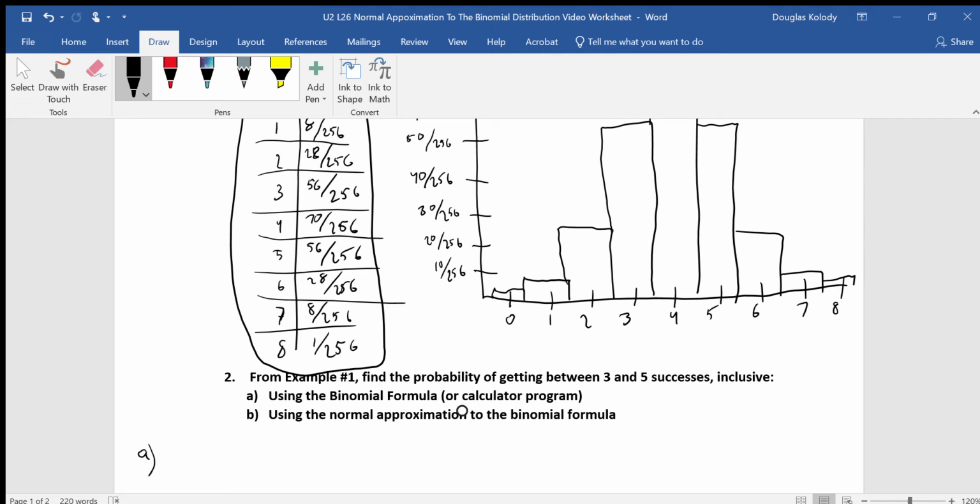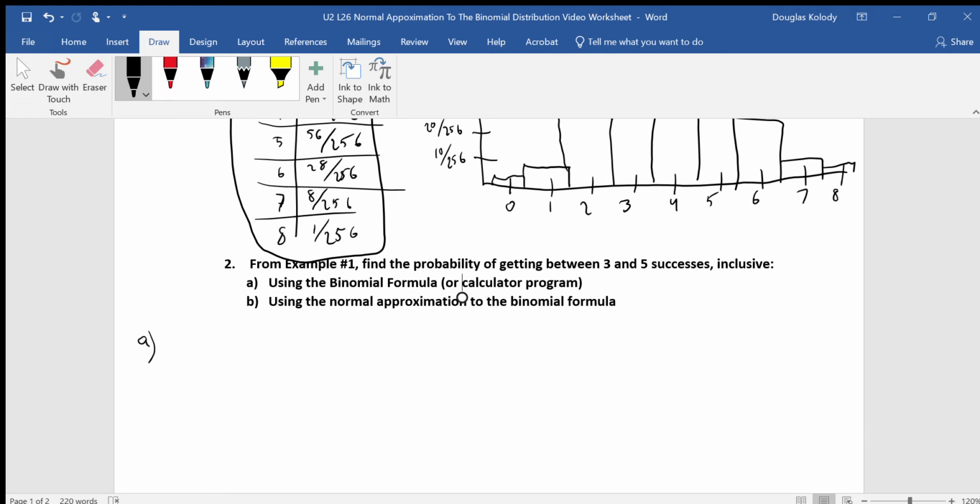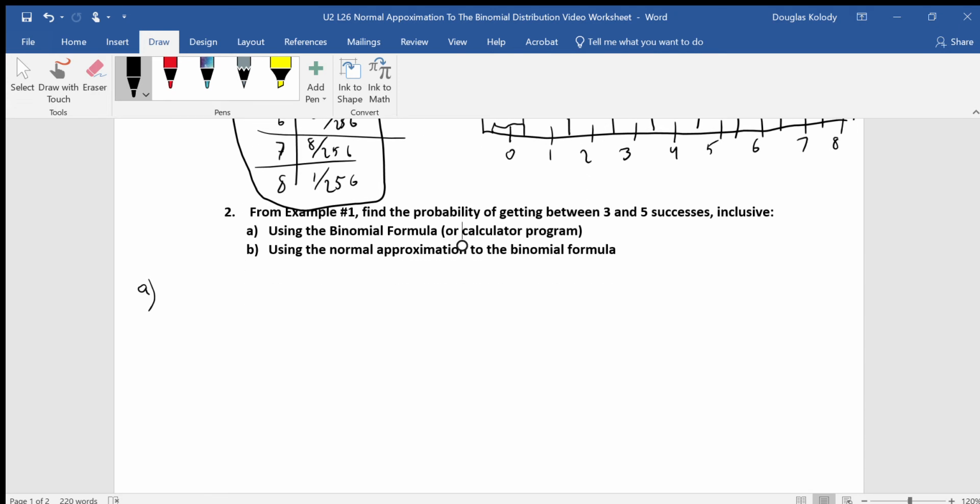All right, so let's get to example 2, because I'm realizing that I might only have 10 minutes to make a video. I think beyond that, YouTube says it's too big. So let's get cracking. From example 1, find the probability of getting between 3 and 5 successes inclusive. All right, so it says use the binomial formula or the calculator program.